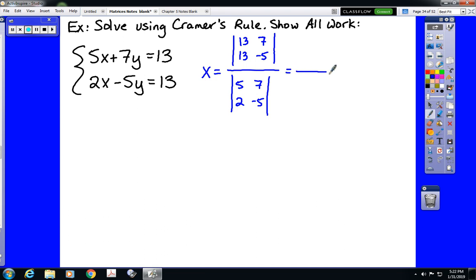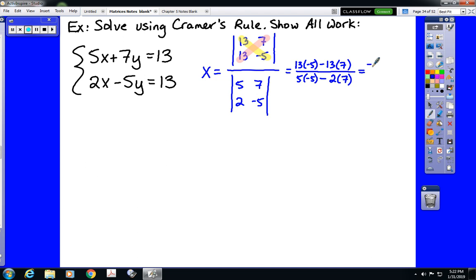Now remember how 2 by 2 determinants work. We multiply the positive diagonal and then we subtract the product of the negative diagonal. So it would be 13 times negative 5 minus 13 times 7. Same on the bottom. So 5 times negative 5 minus 2 times 7. Then we're going to simplify each of those down to a single number. So we just plug that in the calculator.